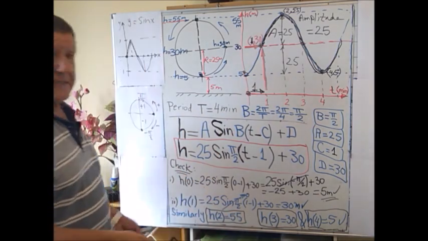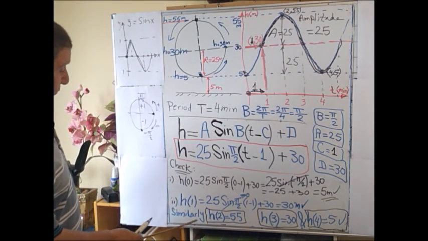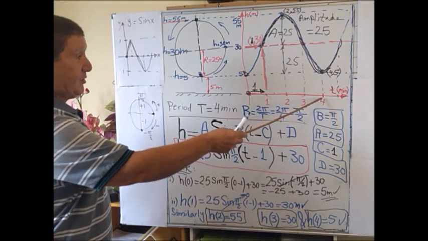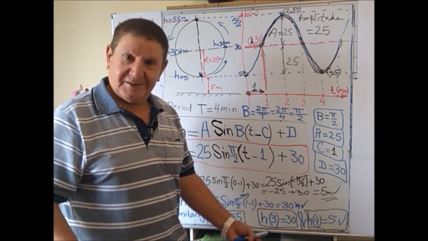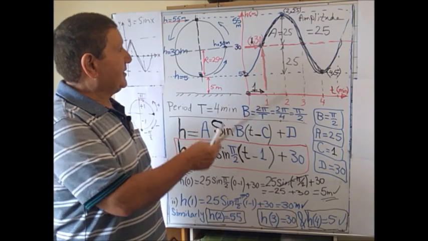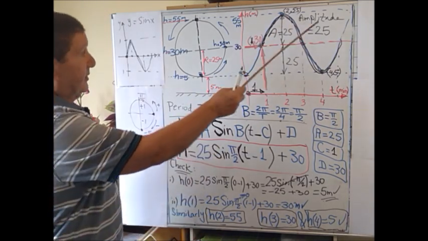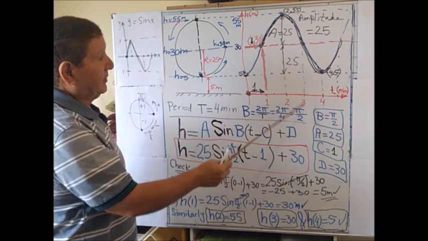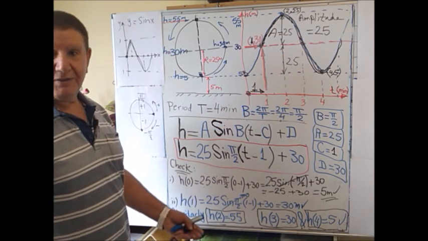And the same is done similarly when you have t equals 2, t equals 3, and t equals 4. I leave this for you as an exercise to satisfy yourself, and I am sure you're going to get the right answers. That is h(2) is 55... h(3) will be back to 30, and h(4) will be back to 5.